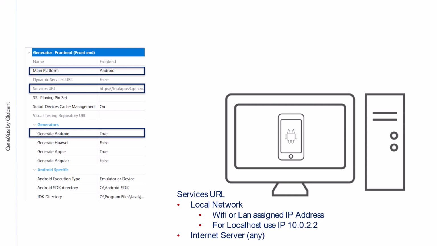A special case is when we need our application to connect to different servers. In this case, in the services URL property, we must indicate a default value or leave it empty, and set the dynamic services URL property to true. When we run the application for the first time, a panel object built to ask for that value will be opened.